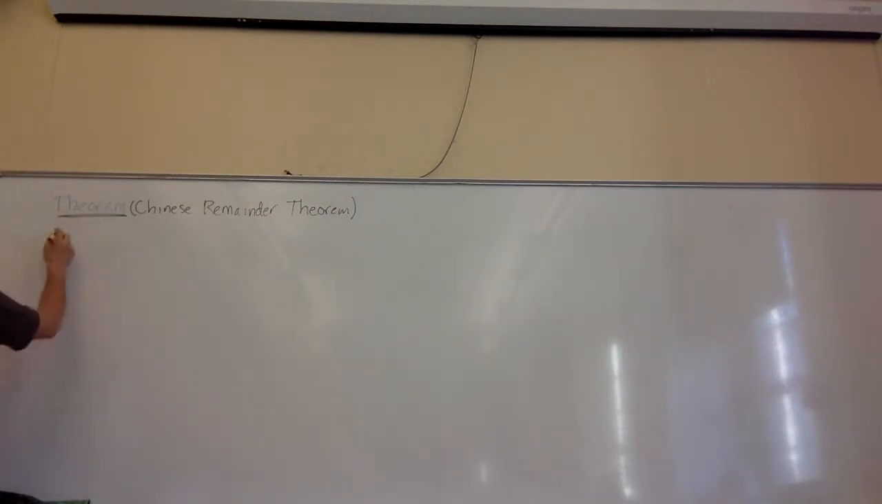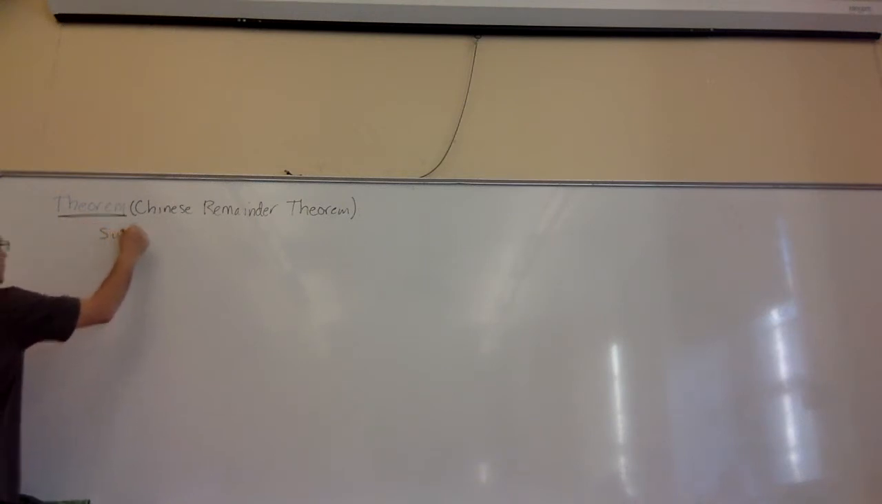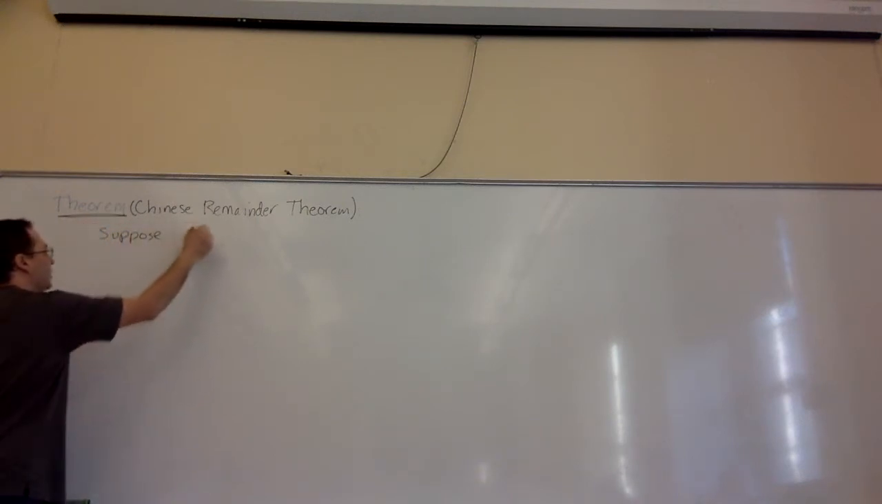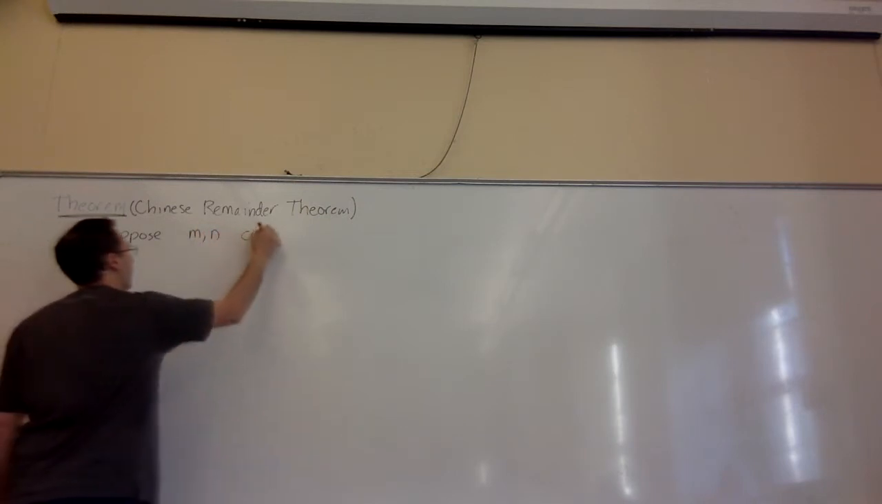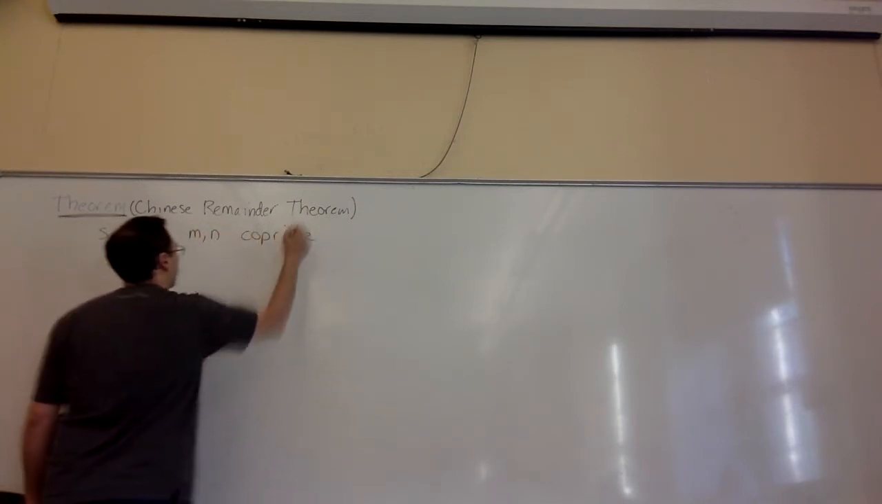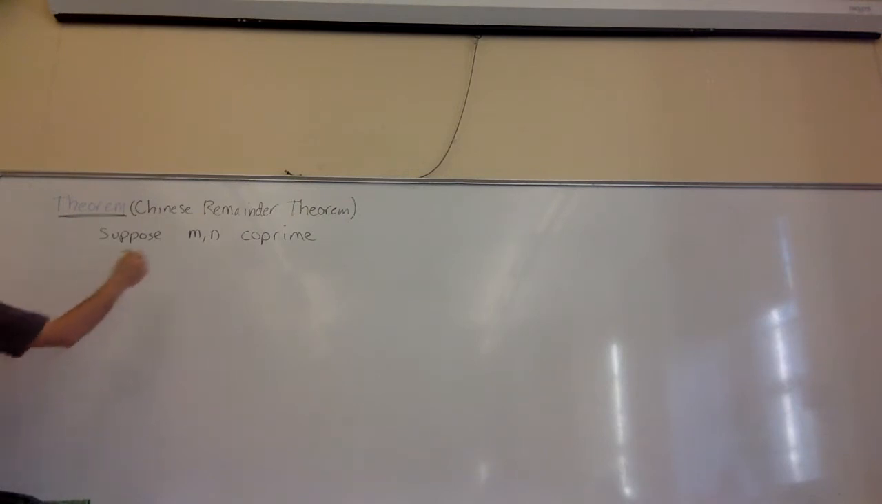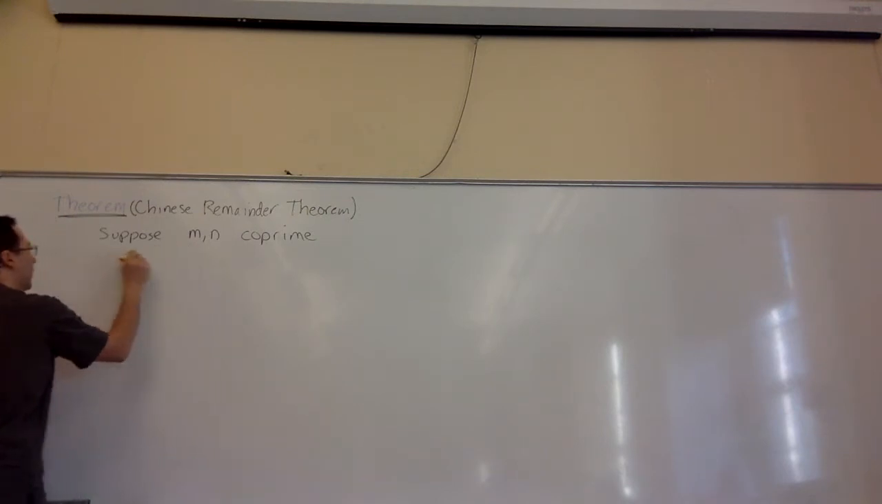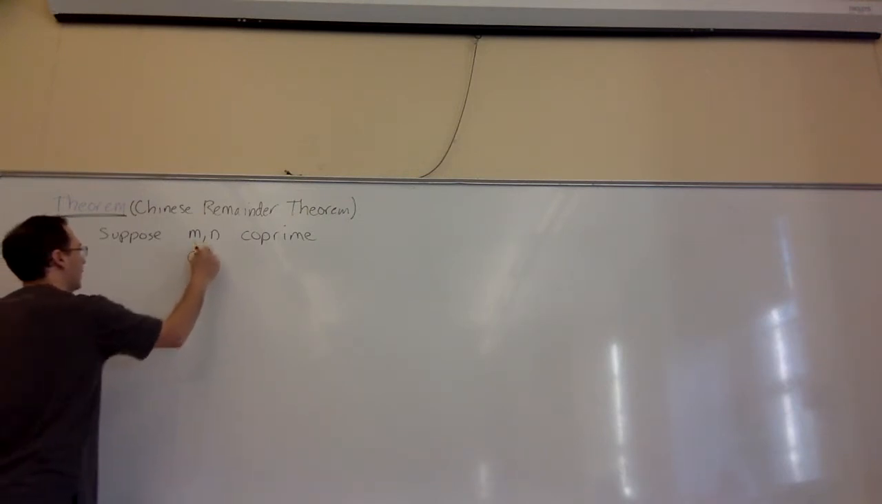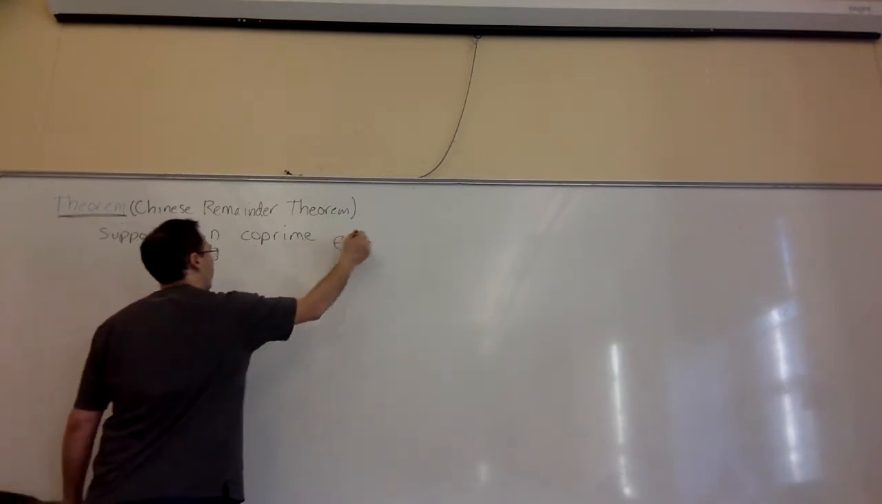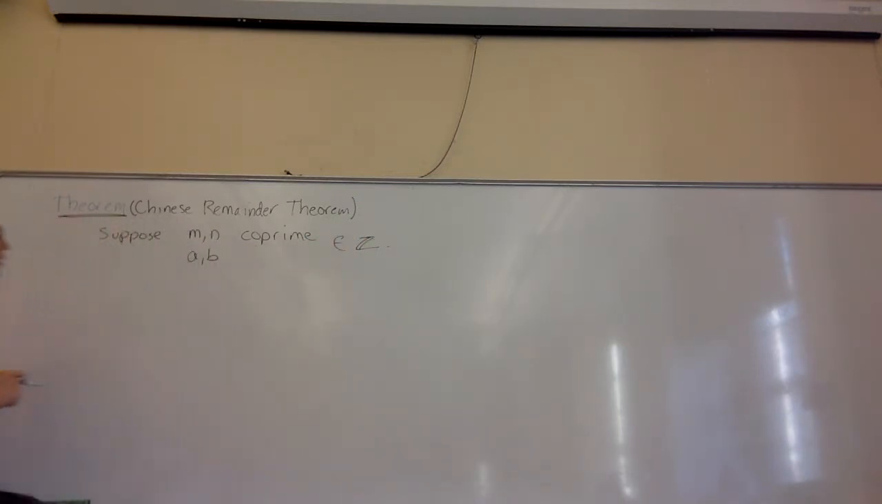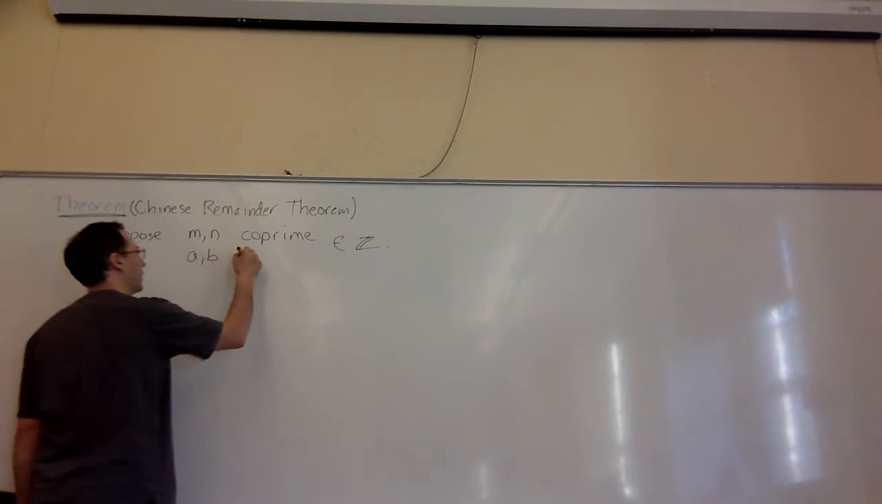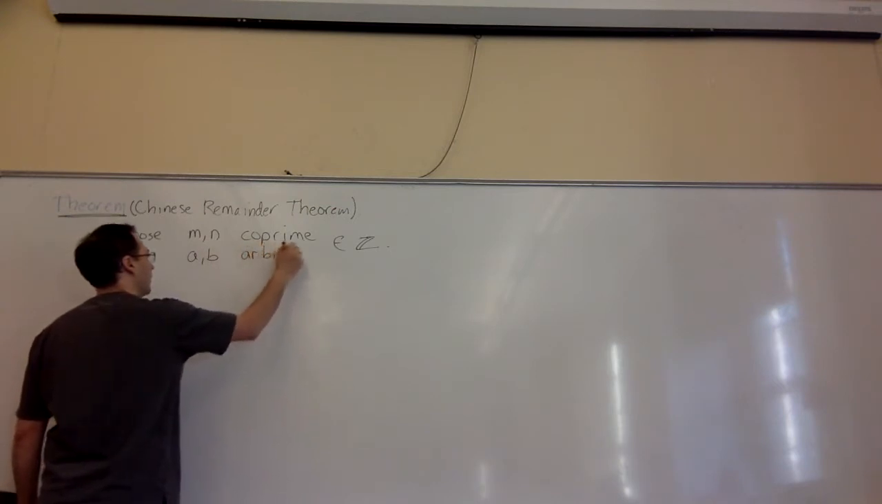Okay, so the theorem is the following. Suppose the setup is you have integers m and n that are co-prime. I'm not going to write down that they're integers. This is kind of the default. And then a and b are other integers. But they don't have to be co-prime. a and b don't have to be co-prime.